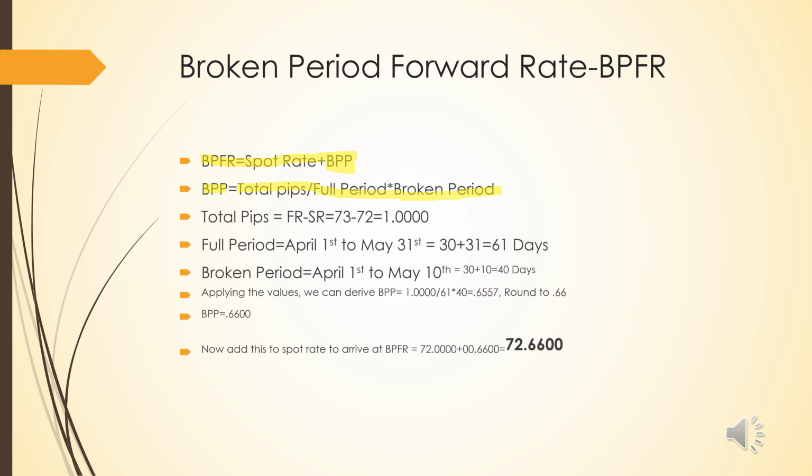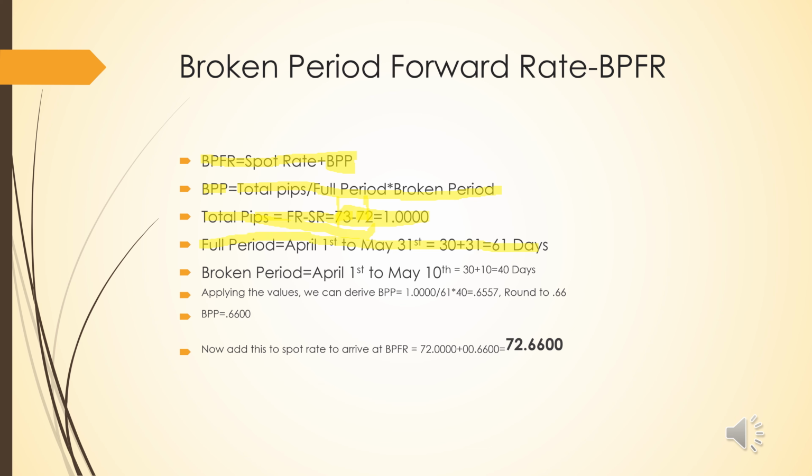So what is the total pips here? The total pips is easy to find. You just have to deduct the spot rate from the forward rate given. So here 73 is already given, and deduct 72 from that, you get 1 rupee. That is the total pips here.